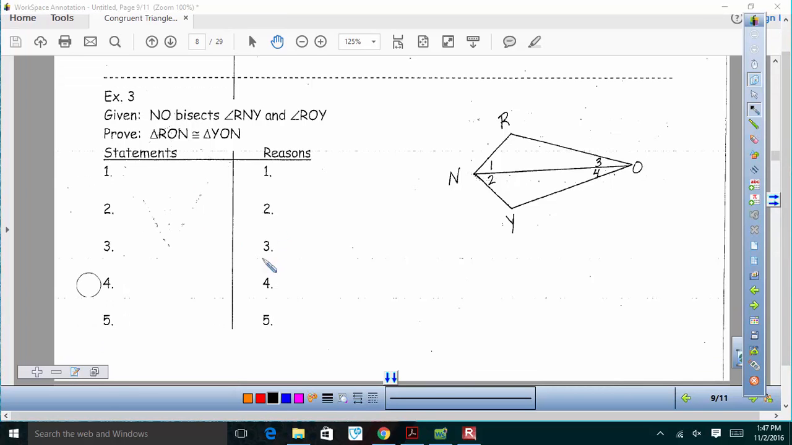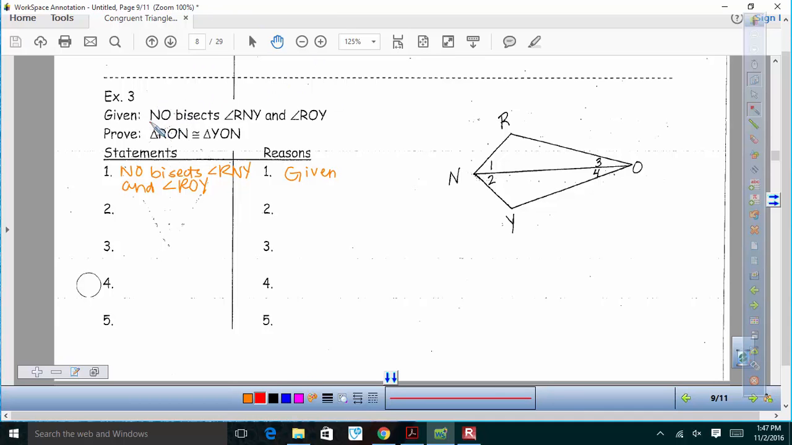Okay, let's try number 3. So number 3 looks a little bit different from all the other ones that we've done so far, but we're going to treat it the same. So the very first thing we're going to do is write down our given, and that's that NO bisects angle RNY and angle ROY. And we know that because it's given. Okay? Now, let's label our pictures with the given.